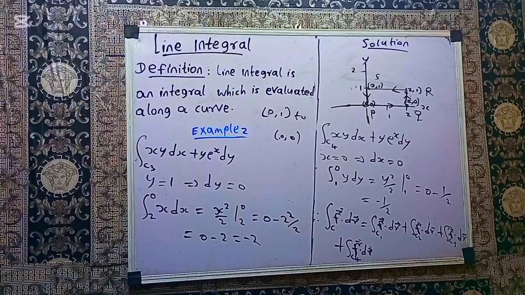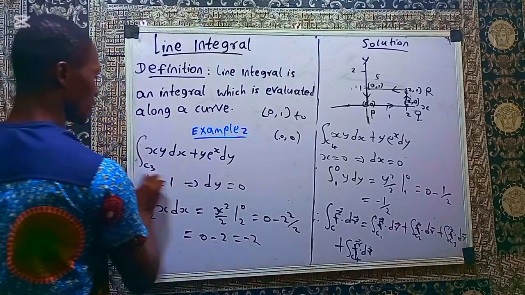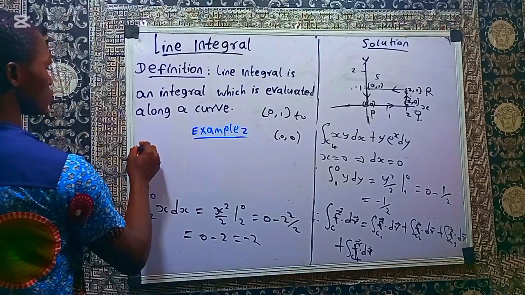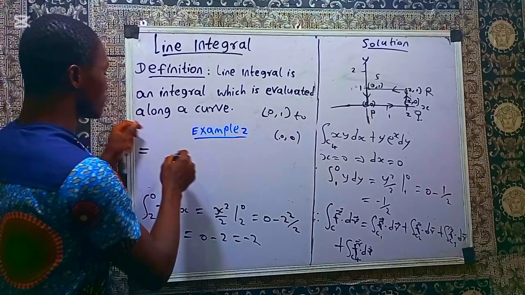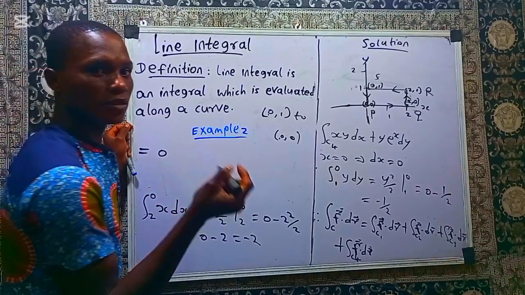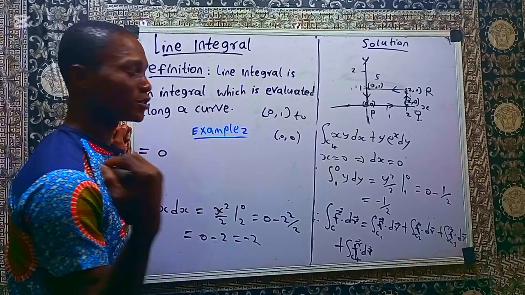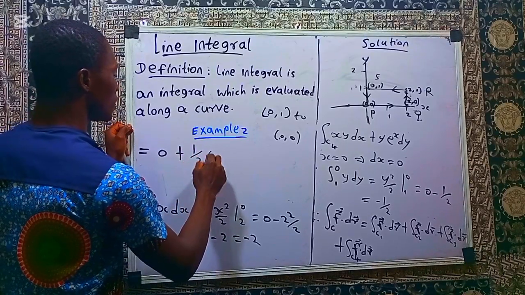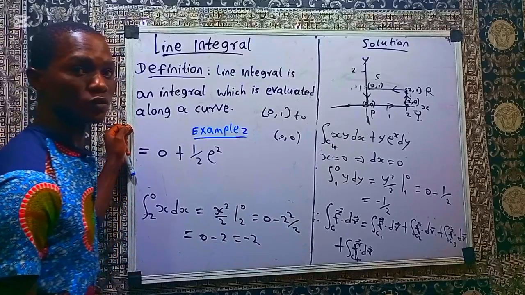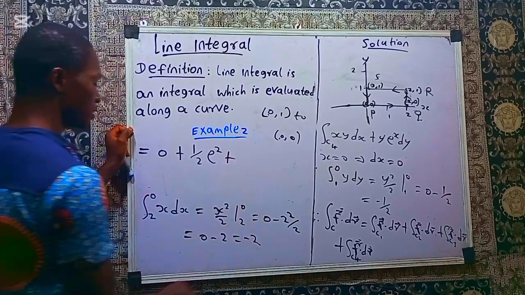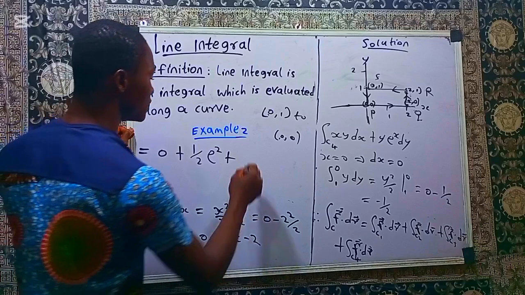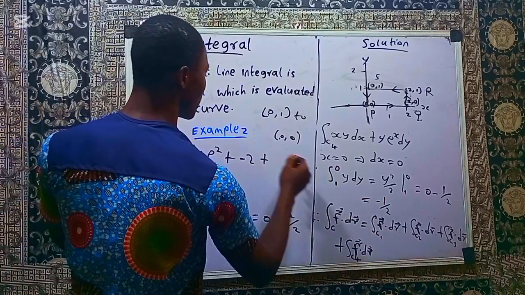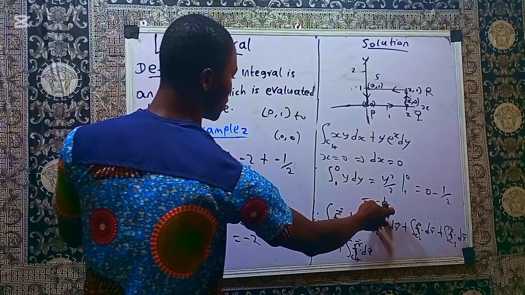So I'm going to write the answers we got. This will be equal to, remember, for C1 we got 0. You can pause the video and check. We got 0 for curve C1. For curve C2 we got 1 over 2 exponential raised to power 2. Then for C3, which is still here on the board, we got negative 2. And plus our C4, we got negative half.